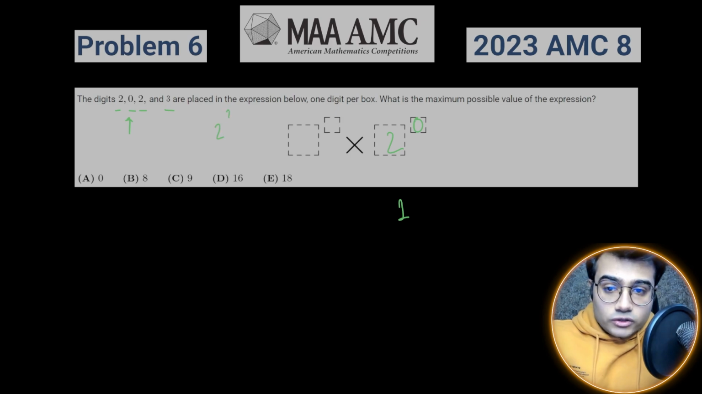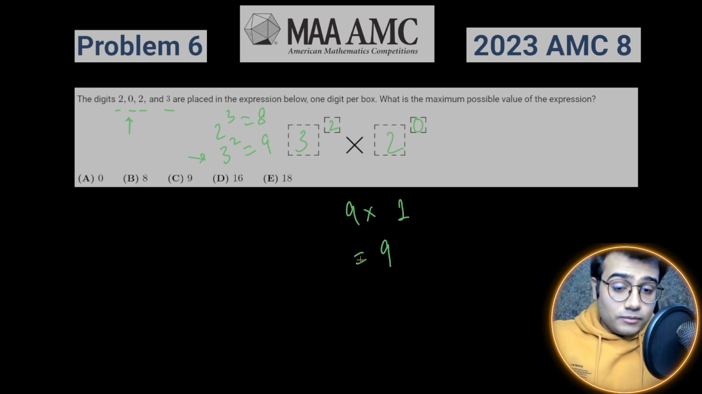Now here we have two options. Either we can do 2 raised to power 3, which gives us 8, or 3 raised to power 2, which gives us 9. Of course, the second option gives us a bigger value. So we'll place a 3 here and a 2 here, so it will become 9 times 1, which is 9, and that's the maximum possible value we can have here. So the answer is C.